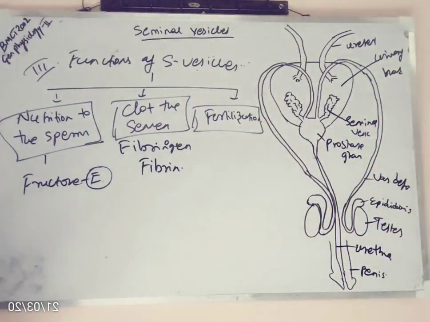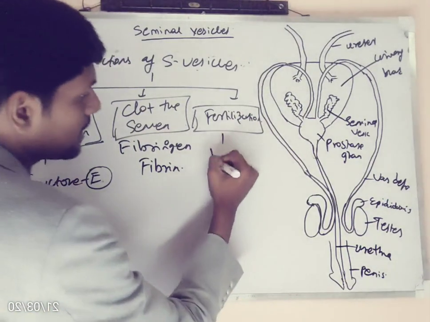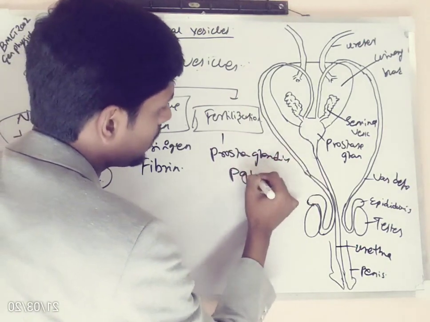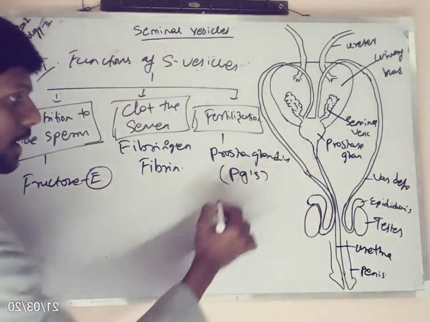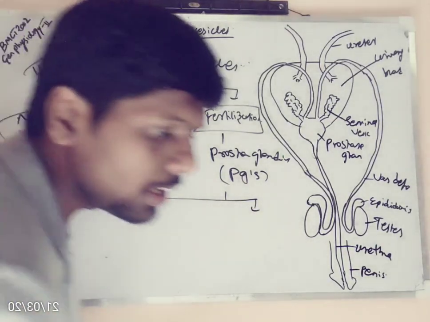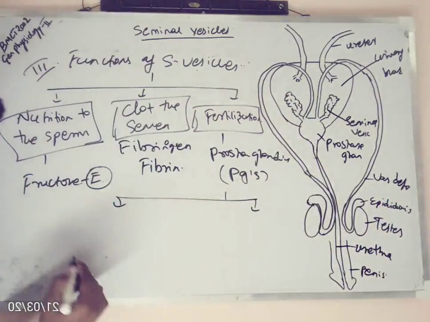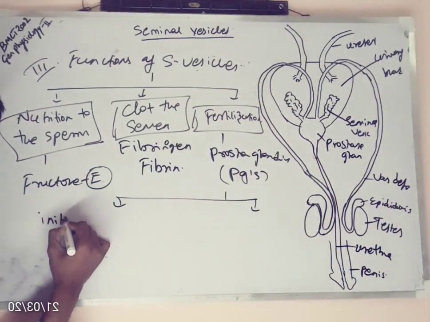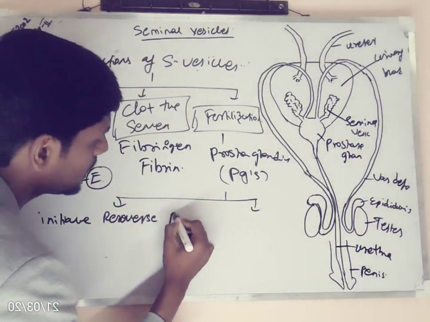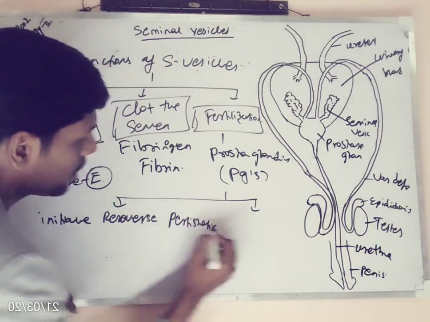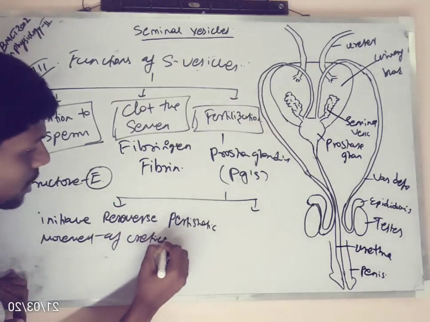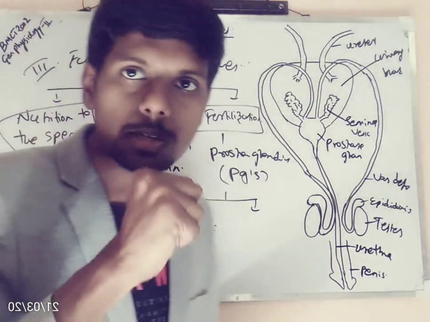This seminal fluid contains prostaglandins. And what is the role of PGs? Prostaglandins will do two important functions in the female genital tract. One, they will initiate reverse peristaltic movements of the uterus. Reverse peristaltic movement of the uterus.